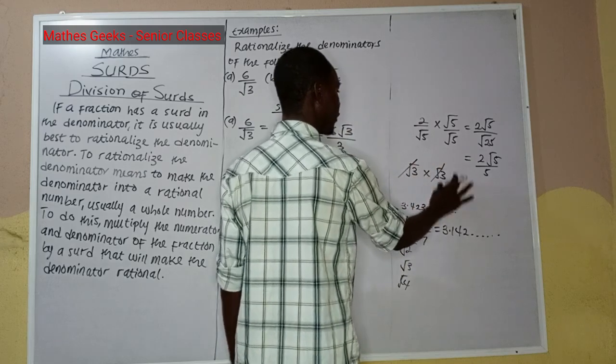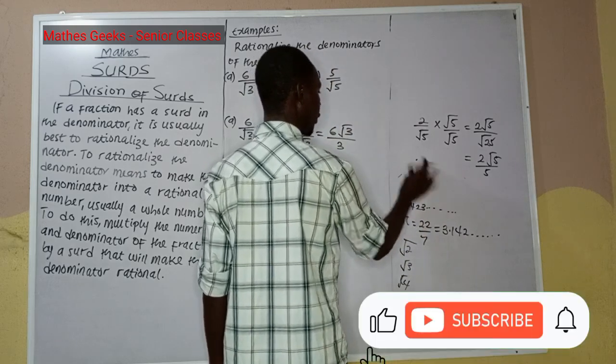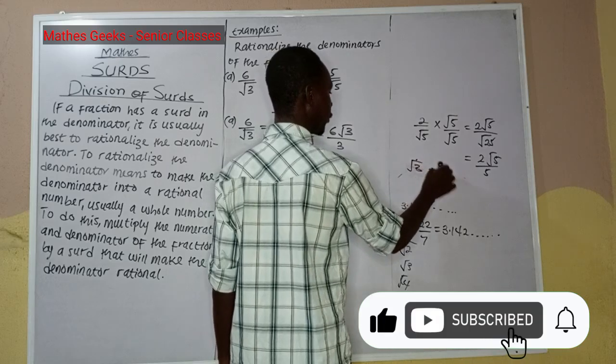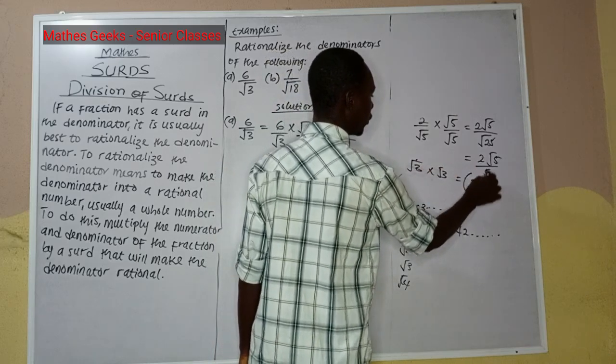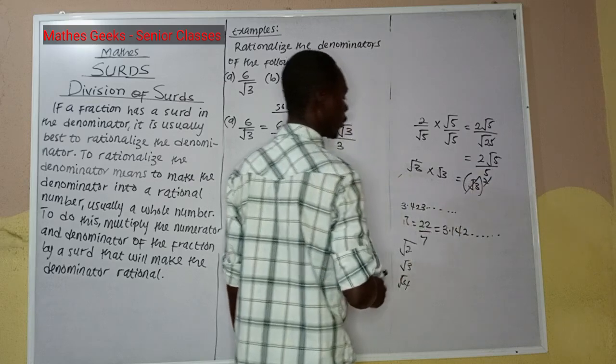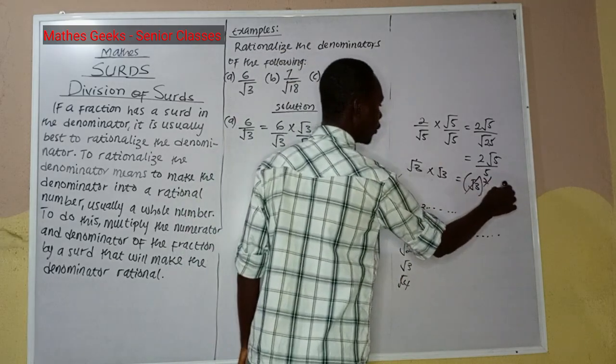Or in case you don't want to go that way, you just say, okay, root 3 times root 3 is like saying root 3 raised to power 2. These two cancel the square root sign, so we have 3 left.